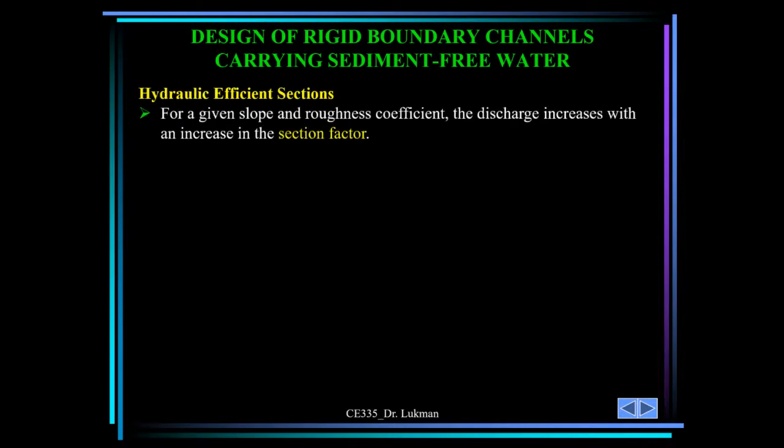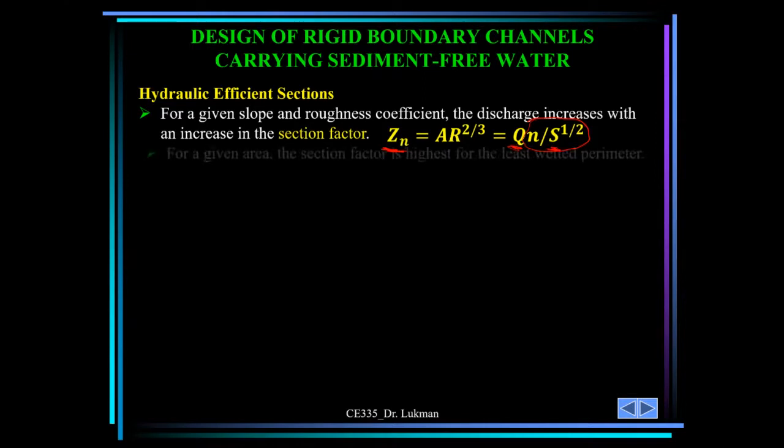Now, for a given slope and roughness coefficient, the discharge increases with an increase in the section factor. Why? This is the section factor for normal flow, which according to the Manning equation is Qn. So for a given slope and n, the discharge Q varies with the section factor. So this can be explained using the Manning equation.